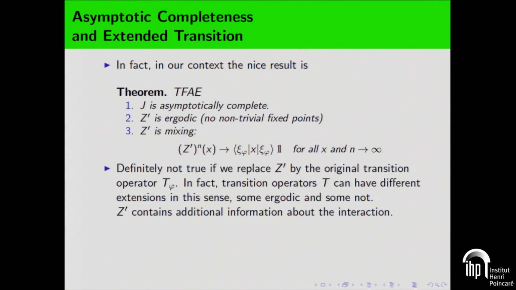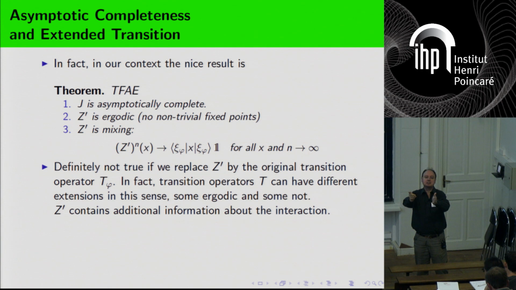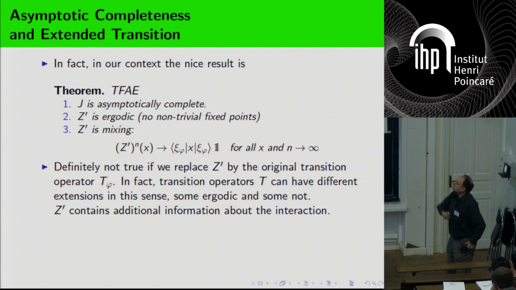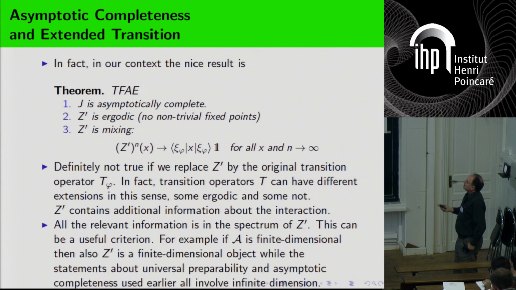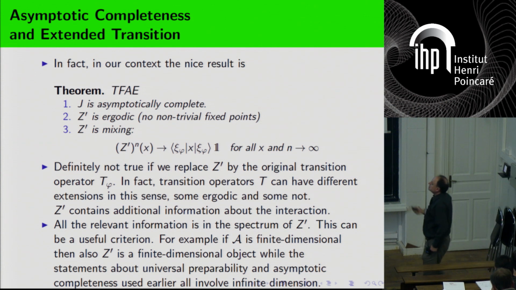That's something of the interaction. It's not in the original transition operator, but it is in Z prime. So Z prime contains all this information, which we need to study that. And so all the relevant information is in the spectrum of Z prime. And this can clearly be a useful criterion.